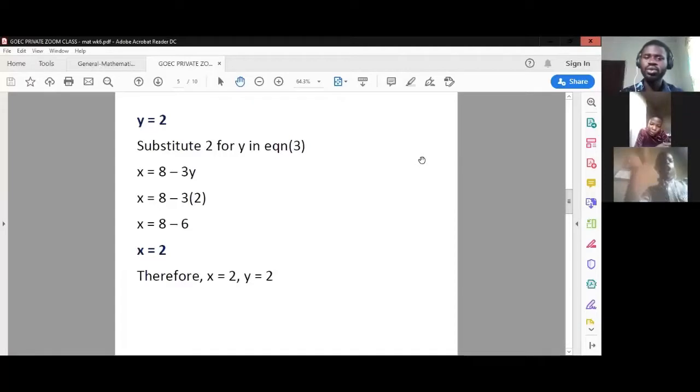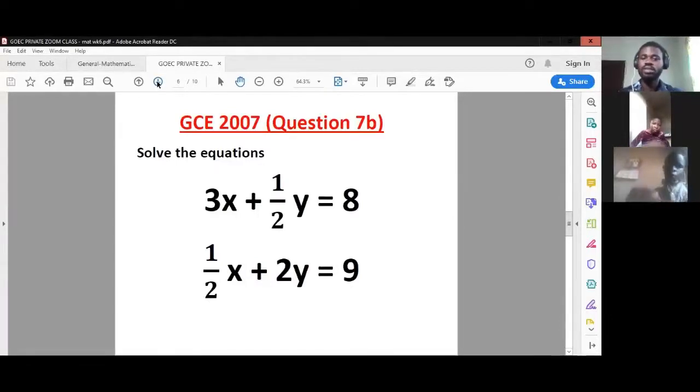So I'm going to give you a question that you're going to solve. You solve that question and then you snap it and send to my WhatsApp alongside the 7 steps that I have given you. So this is your question. I'm giving you a GCE question, 2007. Copy it, solve the equations: 3x plus 1 over 2y equals 8. Then the second one, 1 over 2x plus 2y equals 9.